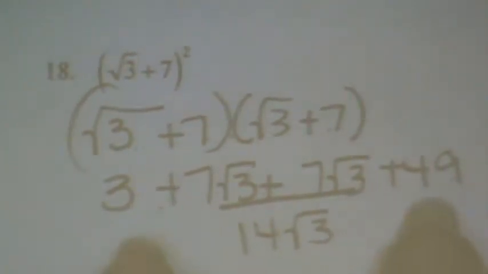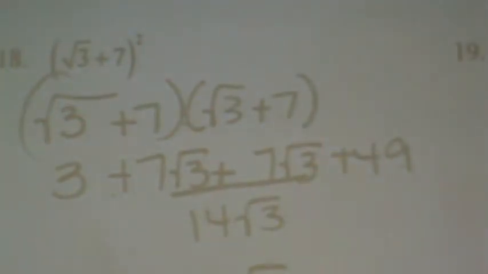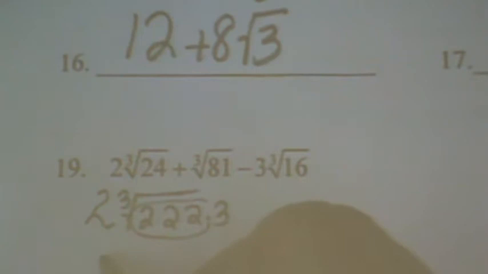So what I did was I added these two, 49 and 3 is 52, and you have two 7 root 3s, which is 14 root 3. Next one is the same as number 15, except we're looking for 3 of a kind. So we're going to take 24, and 24 is 8 times 3. So we've got 3 2's and a 3. So it looks like 3 of these 2's come out. You get 4 root 3, cube root of 3.